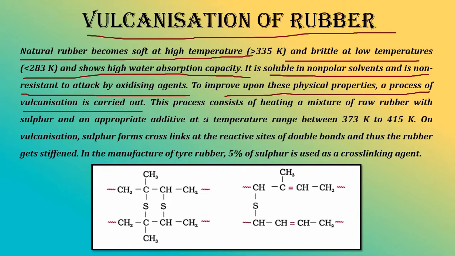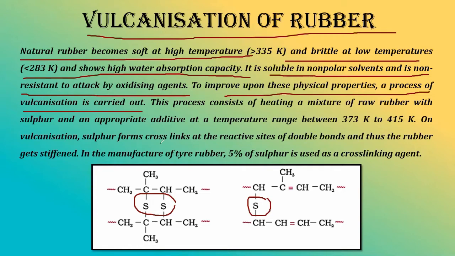Now, what is vulcanization? Rubber is heated with sulfur. Okay, and as you can see in the compounds here, the sulfur atoms are incorporated inside rubber. So rubber is vulcanized and it becomes strong. Otherwise, what will happen? Rubber becomes brittle and it breaks down.